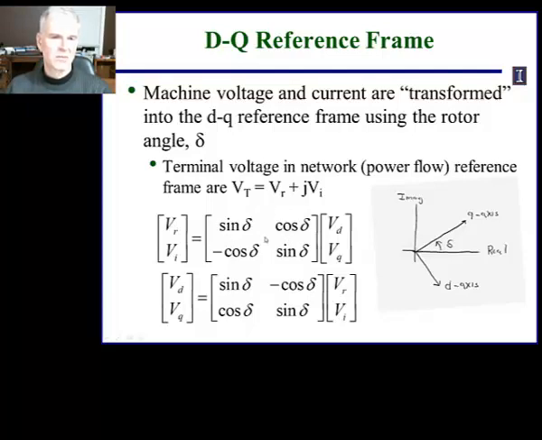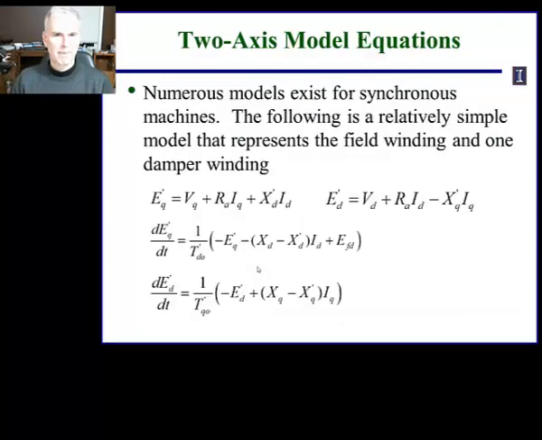So numerically, it's a relatively straightforward transformation, but it does tend to confuse students when they initially see it. But I thought it'd be good to at least provide an initial introduction to this in this set of slides, and then we'll use it a little bit later on when we talk about exciter and governor models. Okay, once we've done this, we can use much more detailed models for our synchronous machine.